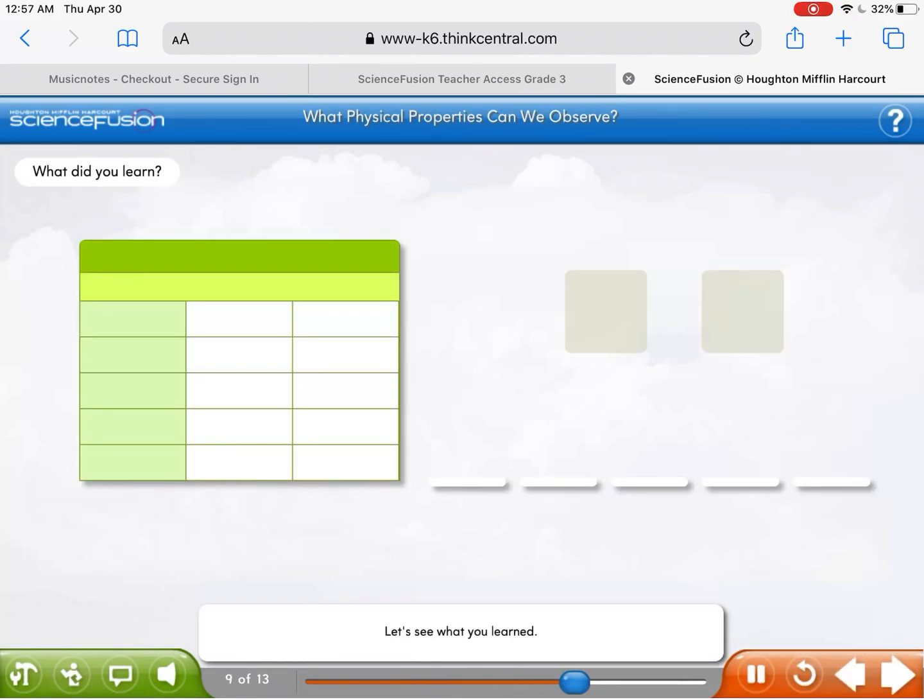Let's see what you learned. Which rock has the least mass and which rock has the greatest mass? Drag your answers into position.